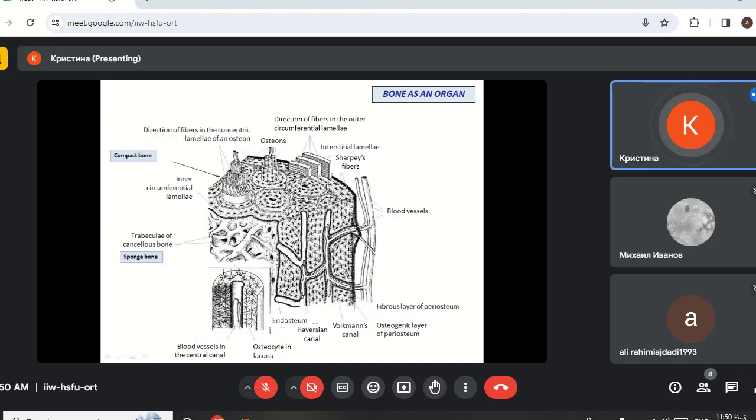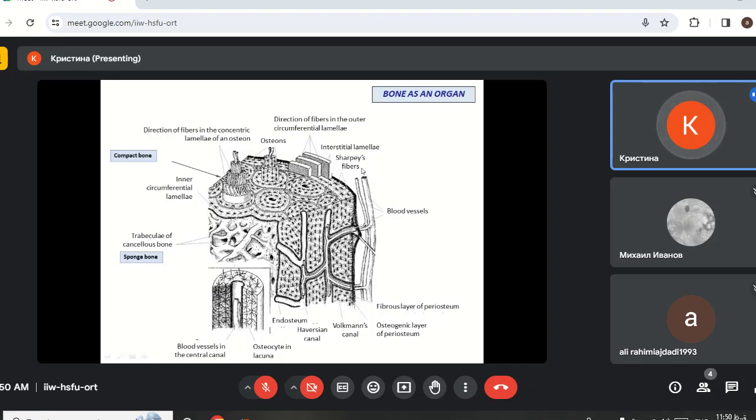And these osteocytes develop from the osteogenic cells of the periosteum. The periosteum is connected to the layer of the outer circumferential lamellae with the help of the so-called Sharpey's fibers. Sharpey is the name of the scientist who described them.